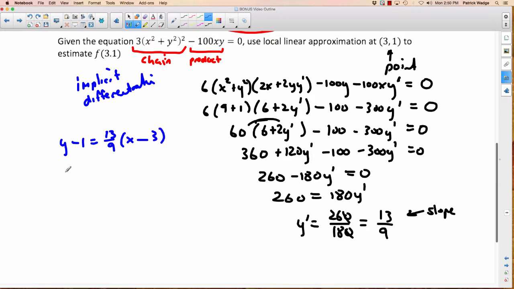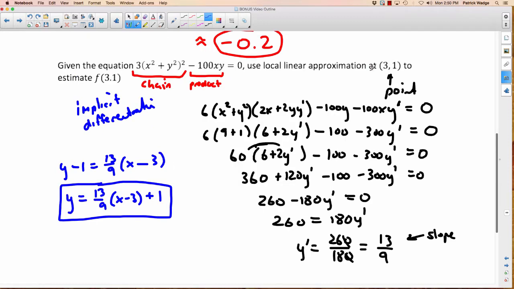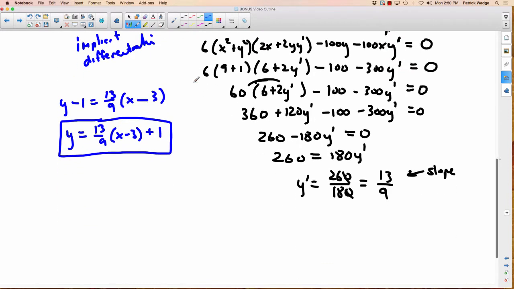And we'll just move that 1 over. So we get y equals 13 over 9 times (x minus 3) plus 1. So again, this is our very useful equation here. If you have an x value that's close to 3, you'll just plug it in here, and then it'll give you an approximate y value, a very close y value to the actual amount. Well, the x value we have is 3.1, so this is going to work very nicely. We just have to put 3.1 into that spot right there.